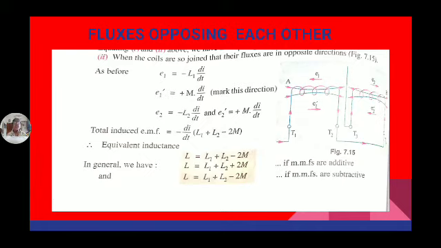Again this can be calculated from the total inductance. If the total inductance is L and the total current is I, what is the total EMF induced? Minus L di by dt. If we equate these two equations, minus L di by dt equals minus di by dt into L1 plus L2 minus 2M. Minus minus cancels, di by dt cancels, so L equals L1 plus L2 minus 2M. So the equivalent inductance L equals L1 plus L2 minus 2M.